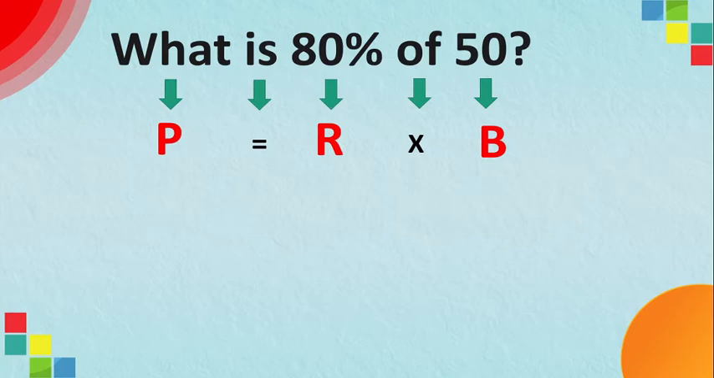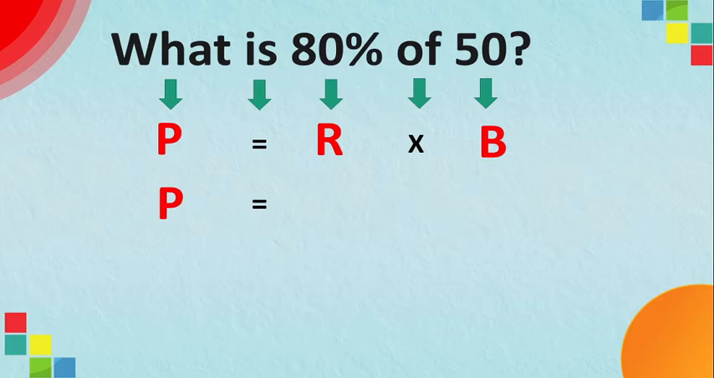So this time, since we already identified the elements in the given word problem, we will now give the value or write the equal value of each element. Based on the given word problem, P has no given value, so we will just write P, and is equal. Since 80% is in percent form, we can also represent 80% in various ways to show 80 out of 100.